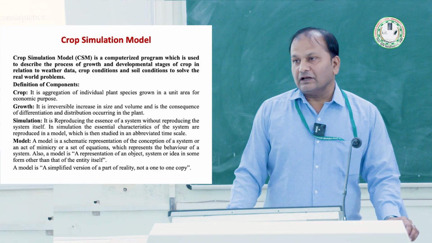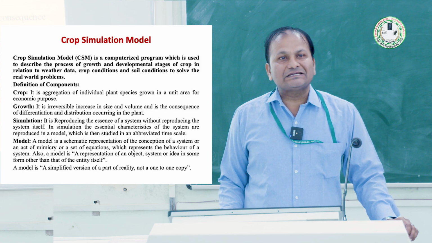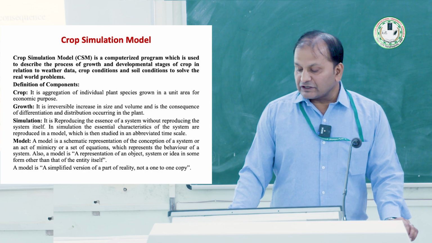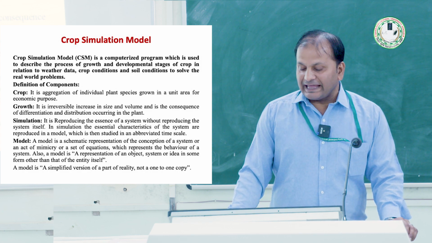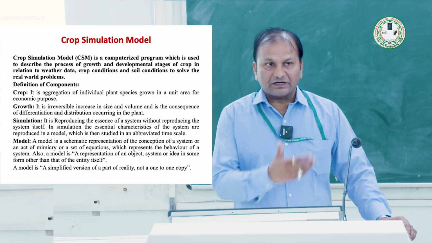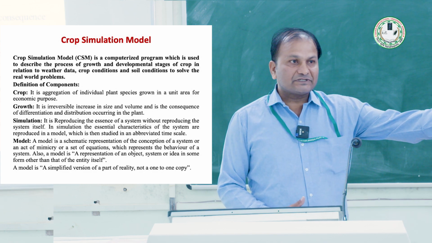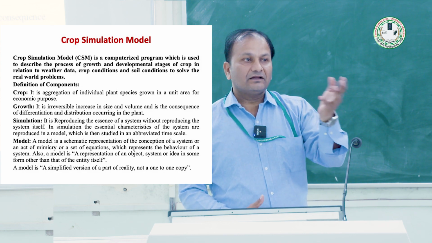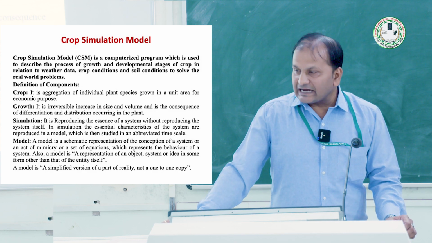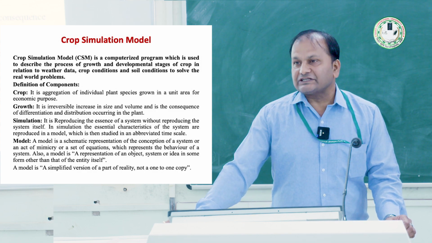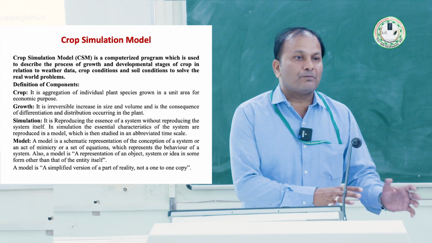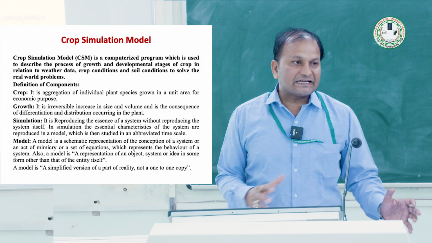And then model. What is model? A model is a schematic representation of the conception of a system or an act of mimicry. Mimicry means copying. We are copying the farm. So we are doing mimicry. So it is acting as a mimicry or a set of equations. In the beginning I told you that it is a complex equation. So this is a set of equations.